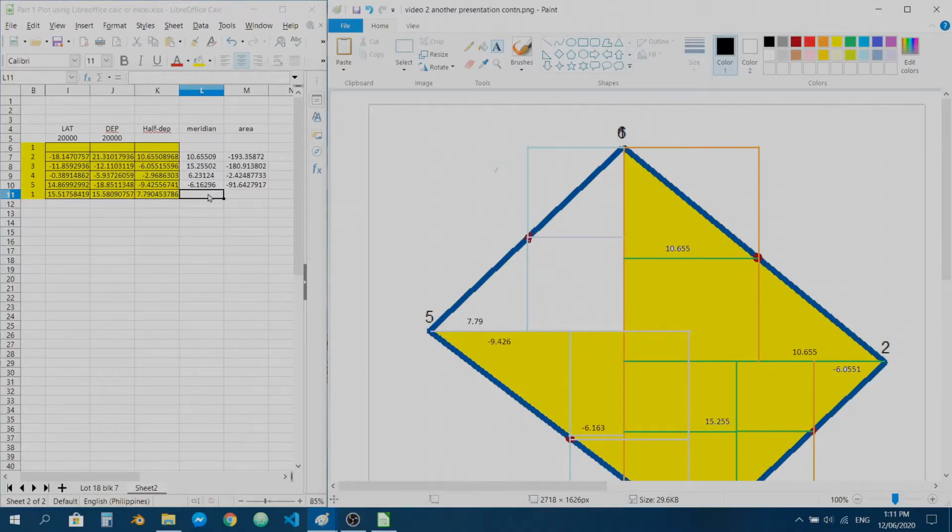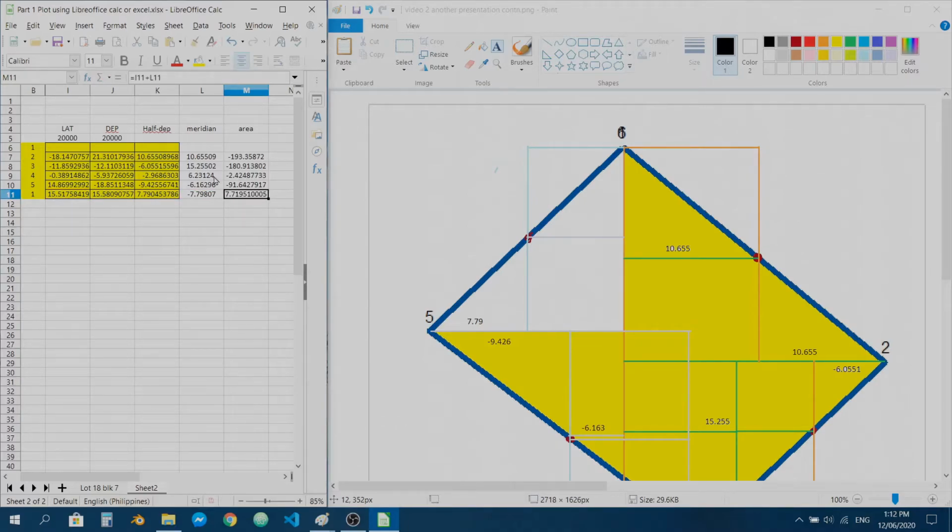So let's see if that is correct. Okay, we just add up the half depth of the previous and its meridian plus the current half depth. Okay, so our analysis now is correct, and we have already computed the last meridian to complete the area. So you can see from here, the numerical values are almost the same, except that there is just a 1 millimeter difference, which is very negligible. So after we have computed the meridian, we just multiply it by its corresponding latitude.